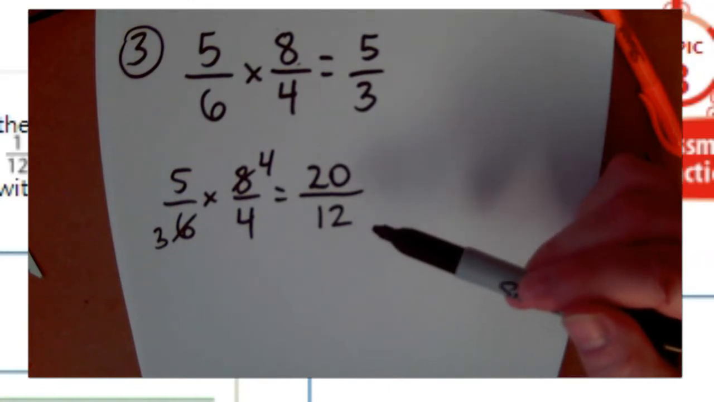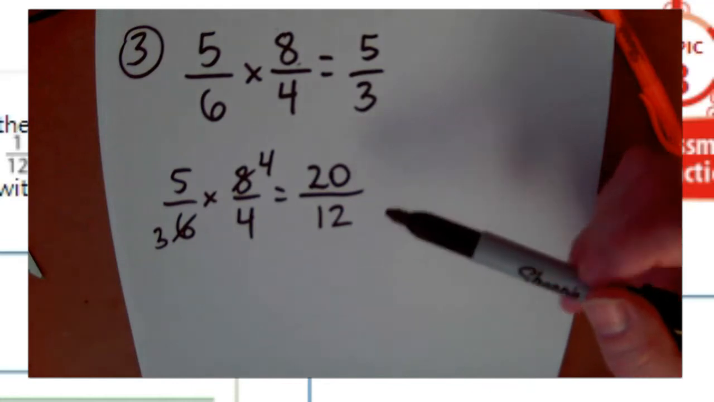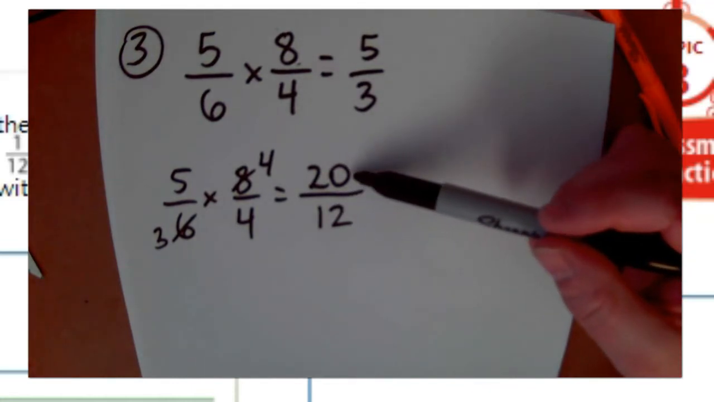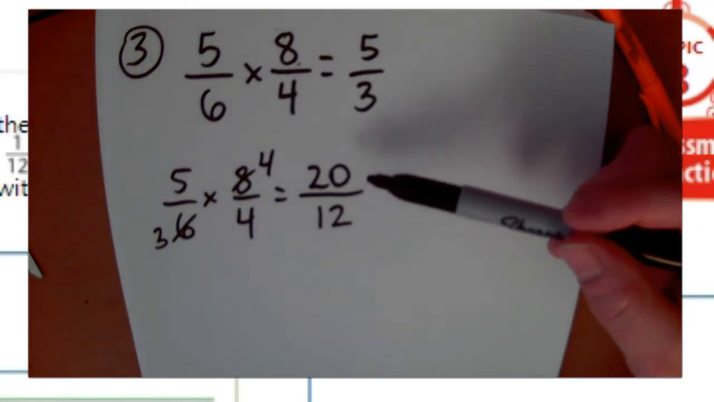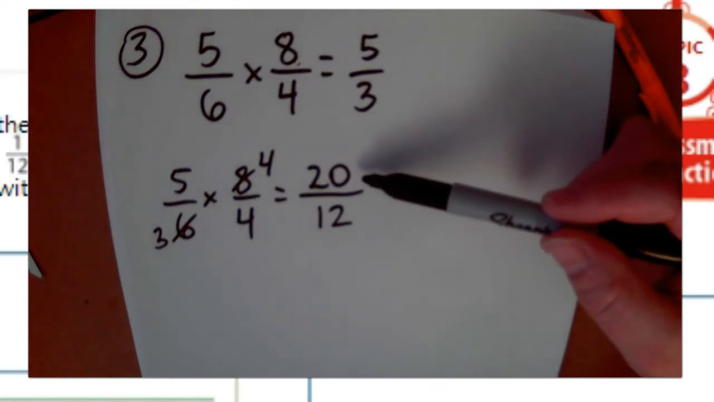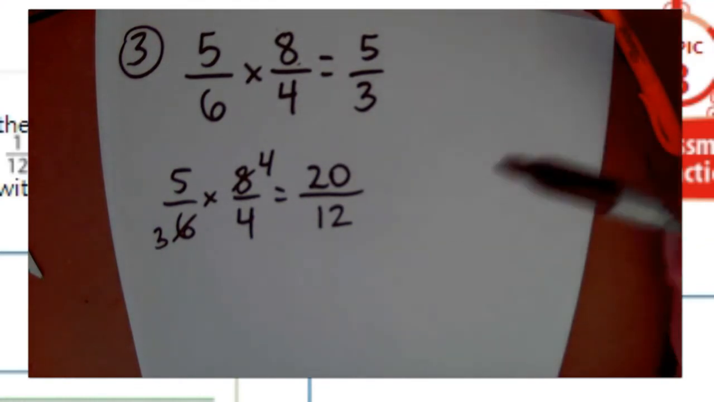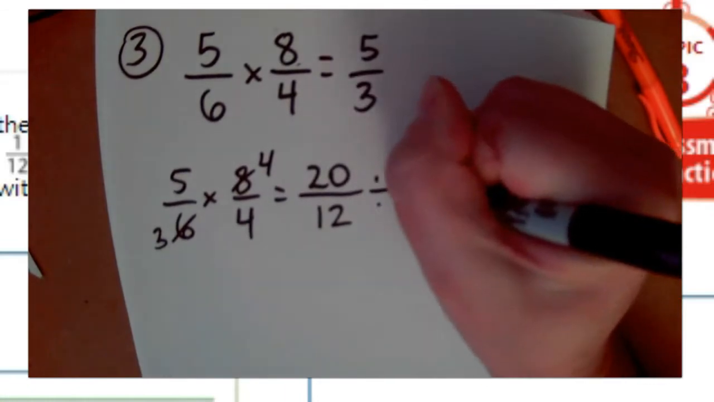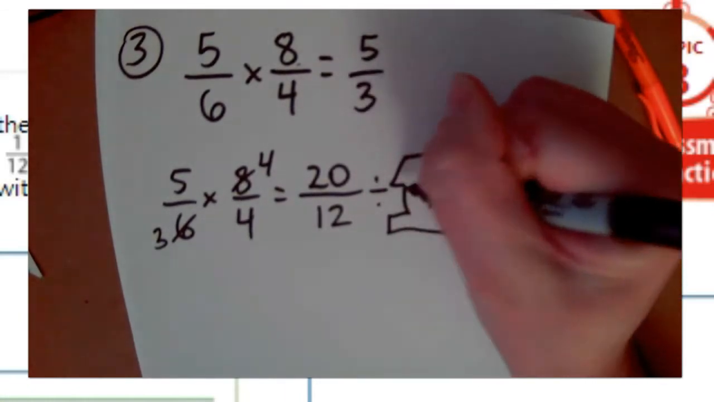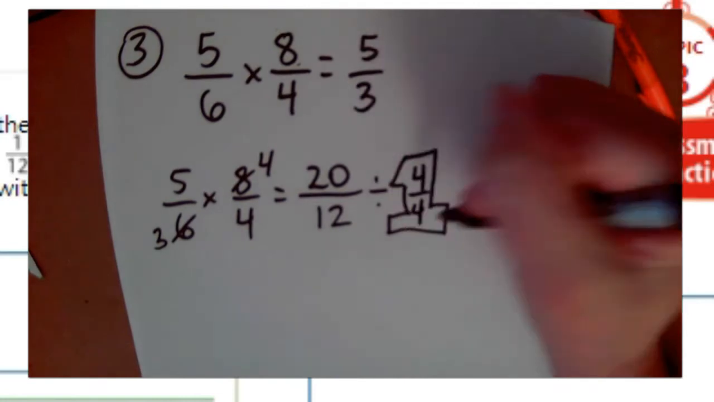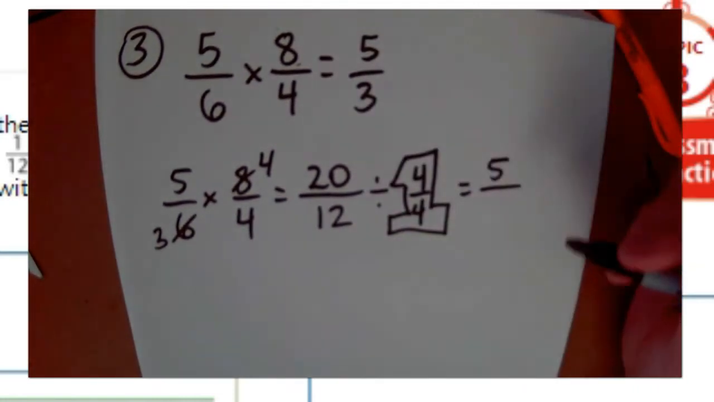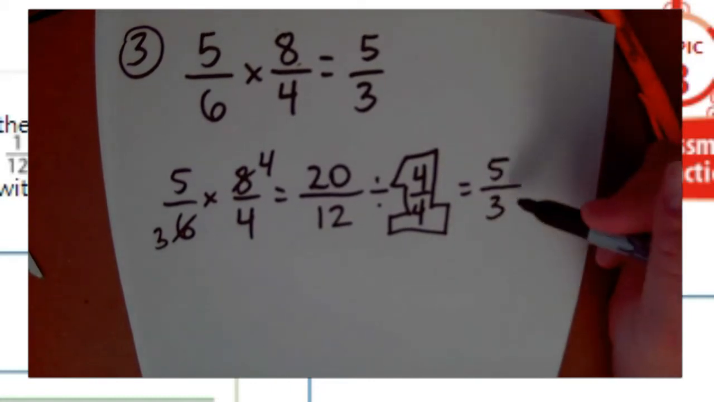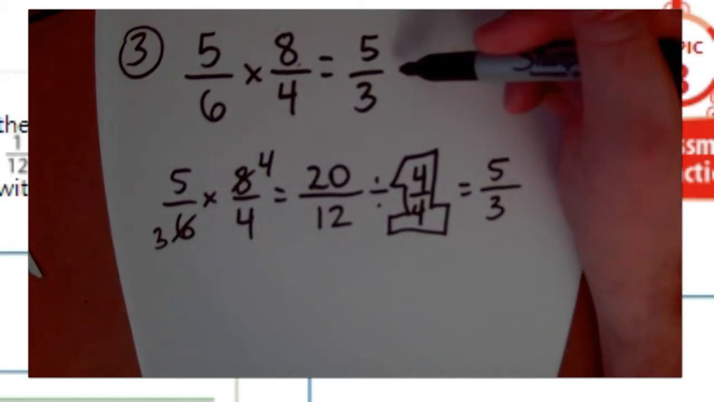Can I simplify that down at all? Do they have any common factors? Yes, they do. In fact, look, 2 goes into 20, and 2 goes into 12, right? But wait a minute, I wonder if there's anything bigger than that. Let's see. 4 goes into 20 5 times, and 4 goes into 12 3 times. I could divide this by that form of 1, just simplifying it down. That form of 1 could be 4/4. 20 divided by 4 is 5, and 12 divided by 4 is 3. I get 5/3, and look, that was my answer up here.